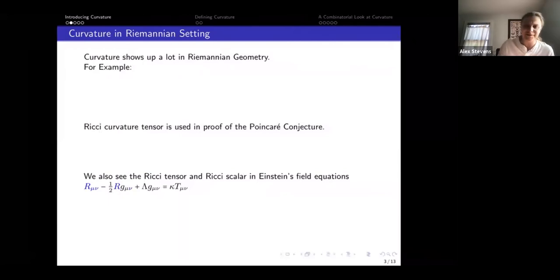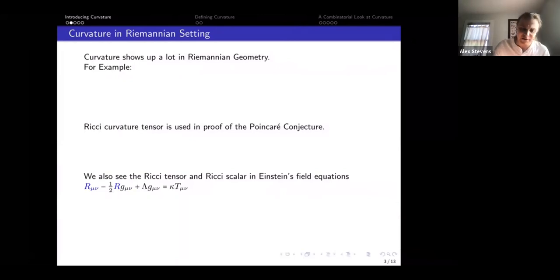If the Poincare conjecture doesn't float your boat, you can see the Ricci curvature tensor and the Ricci scalar in Einstein's field equations. This is one of the forms you can write, and here the curvature represents the curvature of space-time, which is kind of cool. Even if you don't like curvature, if you're made out of matter, then you're causing some curvature in space-time. You can't get away from it. Curvature is around you whether you like it or not.